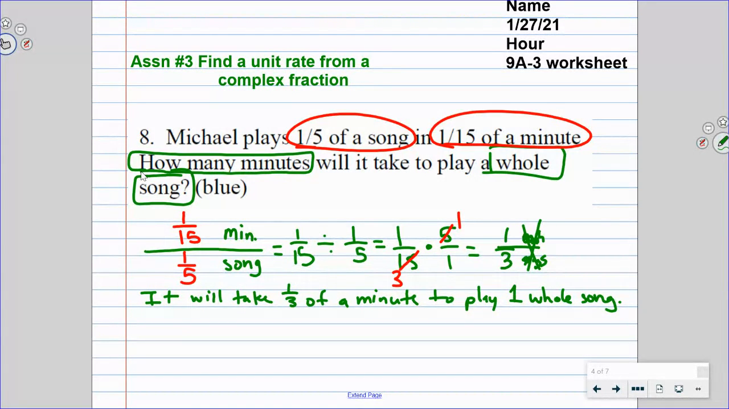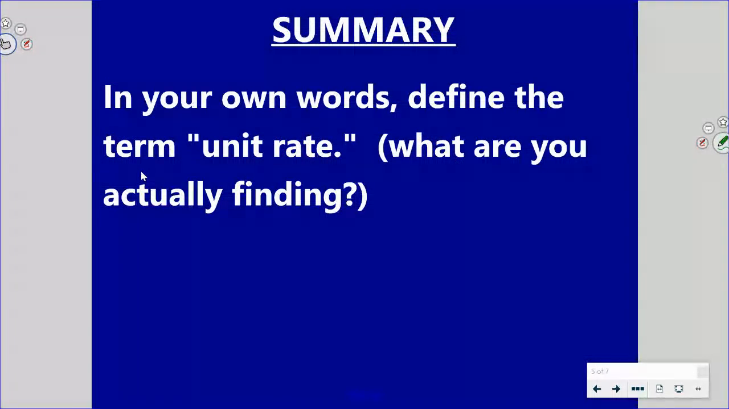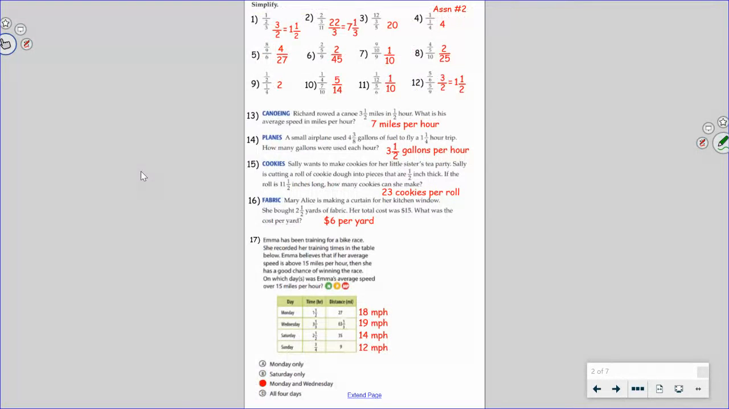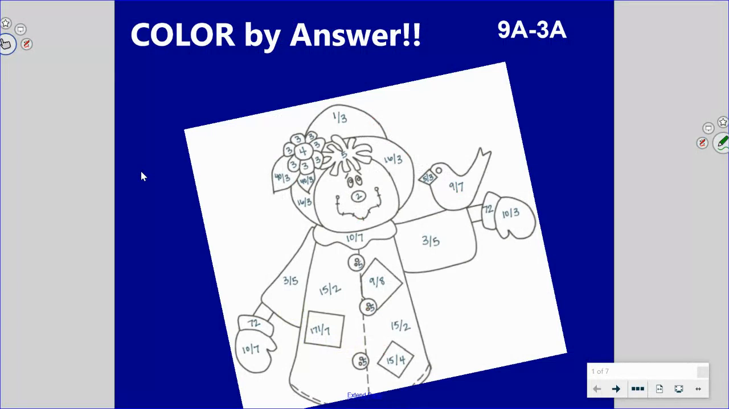And that's all I have for today, folks. I would invite you to summarize by the end of this what it means, in your own words, what it means to be a unit rate. But carry on with the rest of it, and when you're ready, each of those will have a color. Take your color, go ahead and color your scarecrow, and I will have an example in class if you want to check your colors. Thanks, folks.